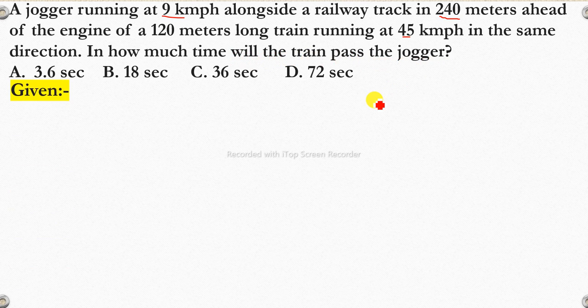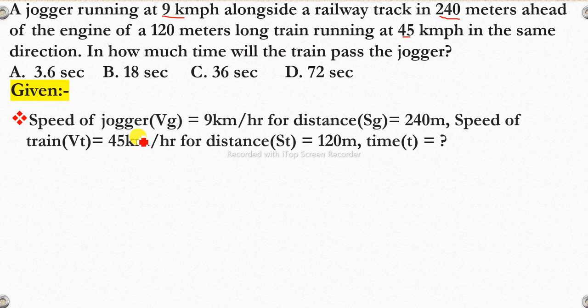So we will start with what we have been given here. The speed of the jogger is 9 kilometers per hour, and the distance covered by the jogger is 240 meters. The speed of the train is 45 kilometers per hour. This speed is 5 times the speed of the jogger, because the train is much faster than the jogger. The length of the train is 120 meters. We are asked to calculate the time for the train to pass the jogger.